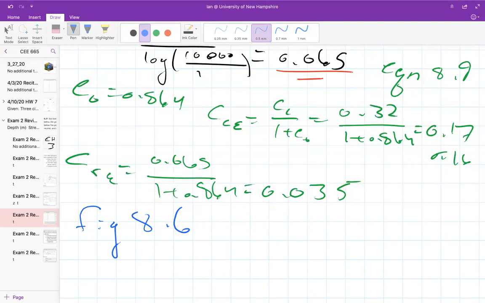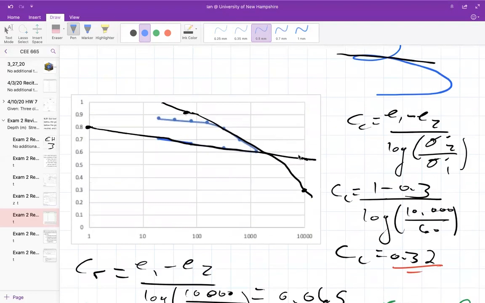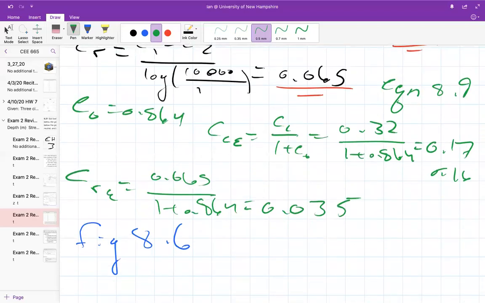So our pre-consolidation pressure is probably going to be somewhere in here. And if we were to draw down to find that stress, we would find that our pre-consolidation pressure is 220 kPa. So that's all that we needed for this problem.